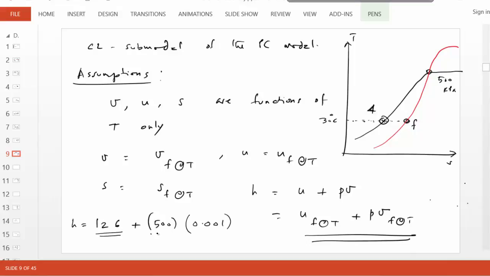But still, if the pressure is very high, pressure can have an impact, because if the pressure gets higher and higher, specific volume also gets larger. So this will contribute. So that's how we can find a property.